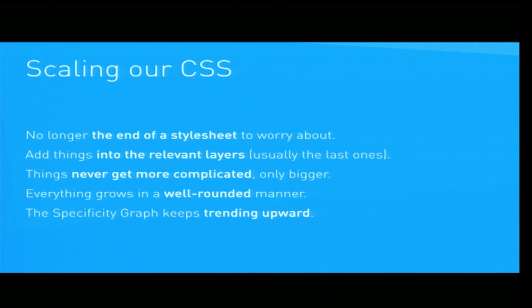So yeah, scaling our CSS, no longer the end of a style sheet problem to worry about. We add things into the relevant layers. Usually the later layers, you shouldn't really go back and change the style of all your P elements on a site once that site's 3 months old. That's far too far-reaching. You'll find that as you maintain a project, most of your work goes in the last few layers. Things never get complicated, only bigger.